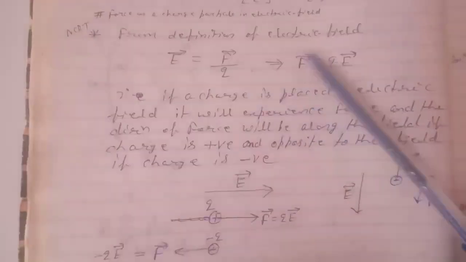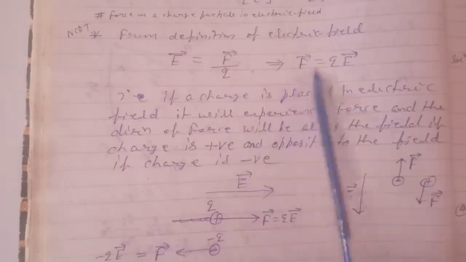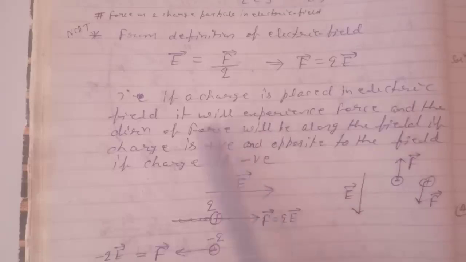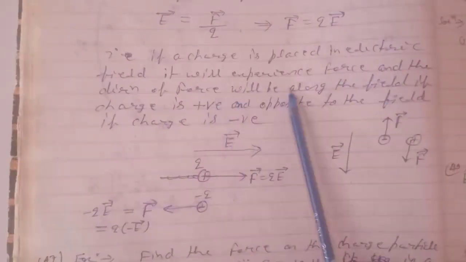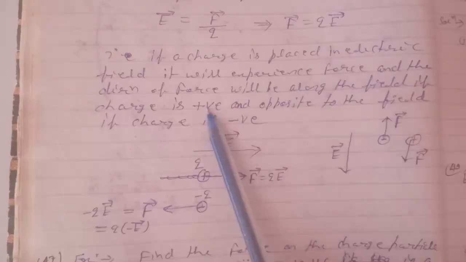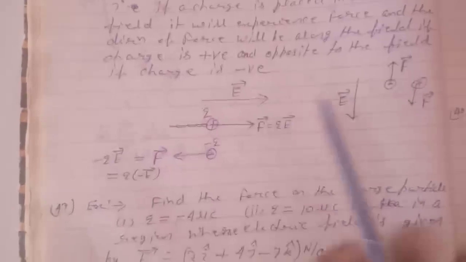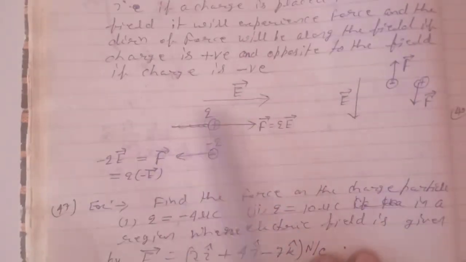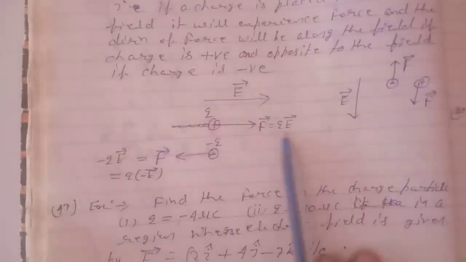Next, from the definition of electric field, we have E vector equals F by Q. So F vector will be Q into E vector. That is, if a charge is placed in an electric field, it will experience a force, and the direction of force will be along the field if the charge is positive, and opposite to the field if the charge is negative. Here it is shown. For example, it is a positive charge and the electric field is in this direction, so the force will be in this direction, F vector equals QE vector.